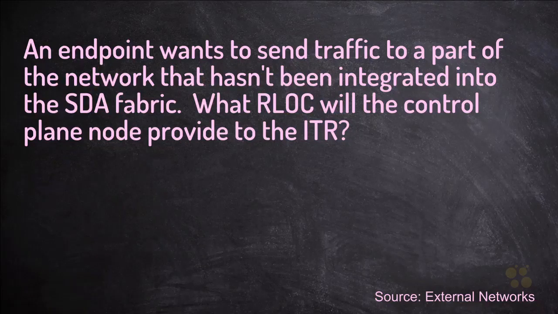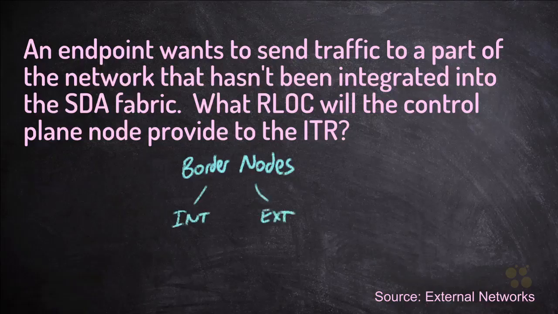We're in the middle of our migration, let's say. What RLOC will the control plane node provide to the ingress tunnel router? Well, anytime we're sending outside the SDA fabric, we need to think about those border nodes. And as we'll recall, we have 2 different types of border nodes. We have an internal border node and an external border node. Now, the external border nodes will connect to the unknown parts of the network. In other words, we tend to think of the internet, especially when it comes to the external border nodes.